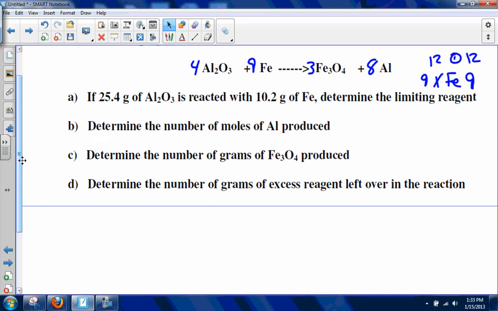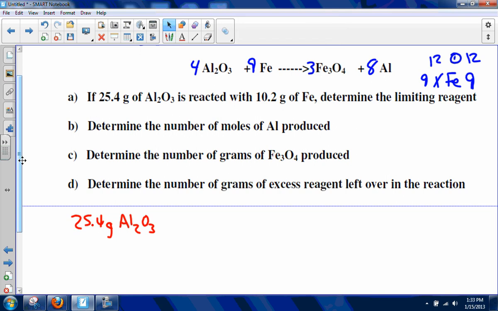It says I have 25.4 grams of aluminum oxide and I have 10.2 grams of iron. I need to determine the limiting reagent or reactant. Same thing. Okay. How do I start my problem? Okay. I'm going to start with what I have. So I'm going to do 25.4 grams of Al2O3.